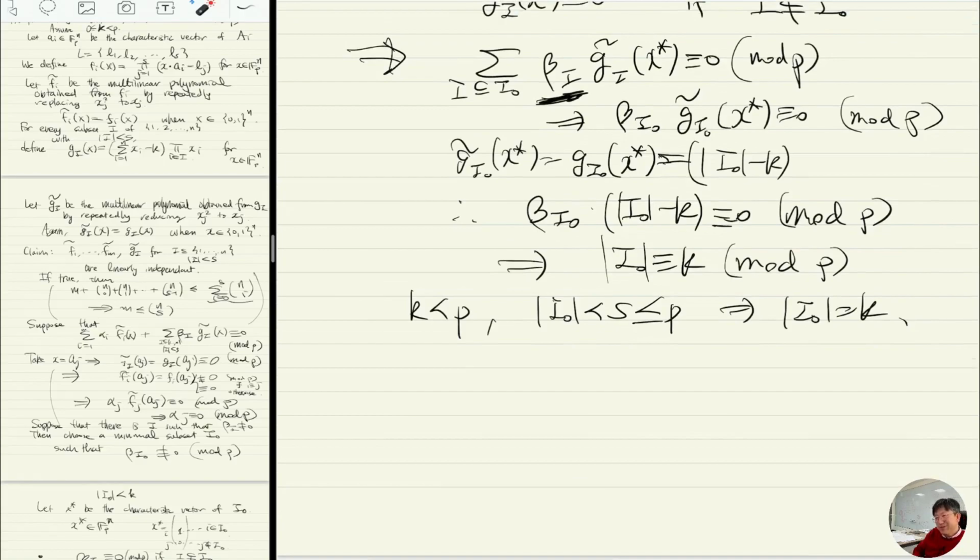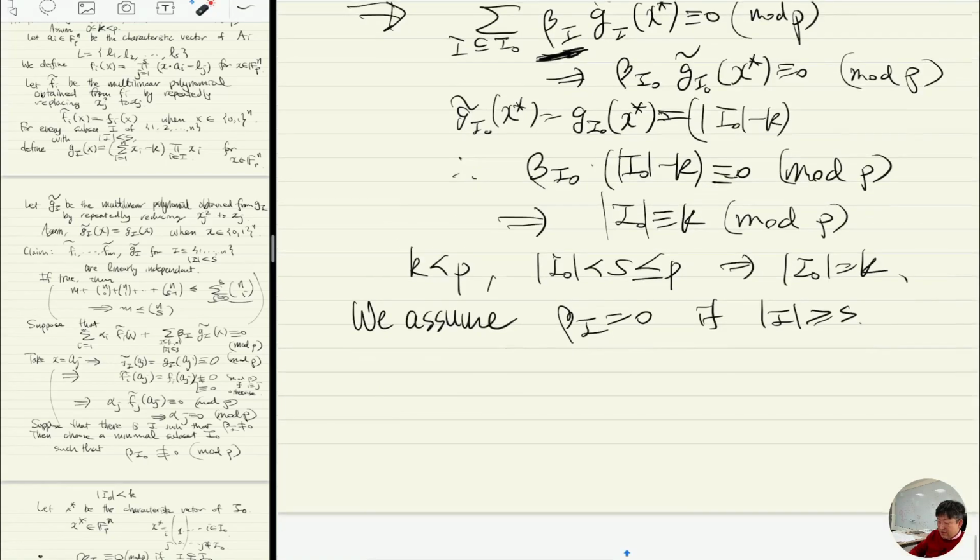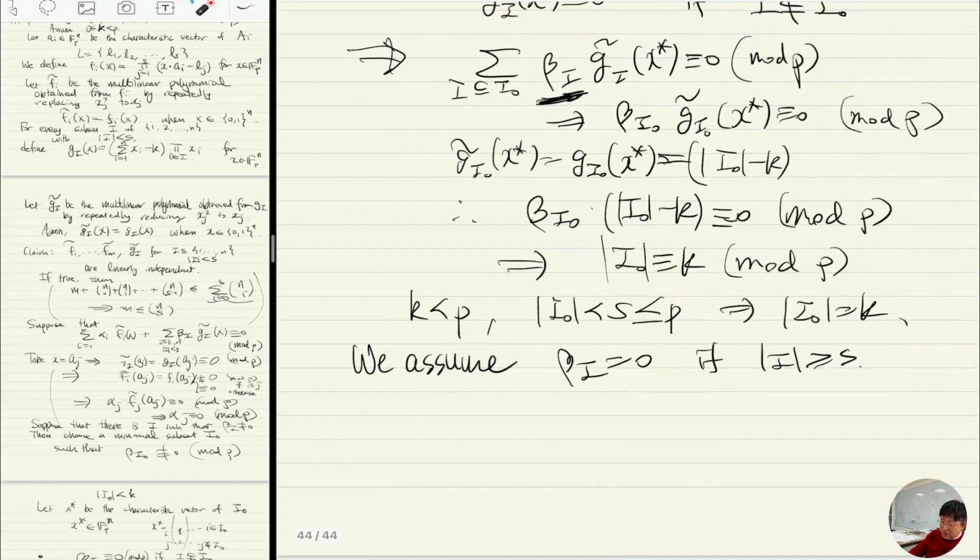Now we want to apply Mavericks inversion. And we assume that beta I is 0 if I is at least s. So previously we didn't define these coefficients, but now we're going to define it to be 0 if the size of I is at least S. Now, here's a subclaim.